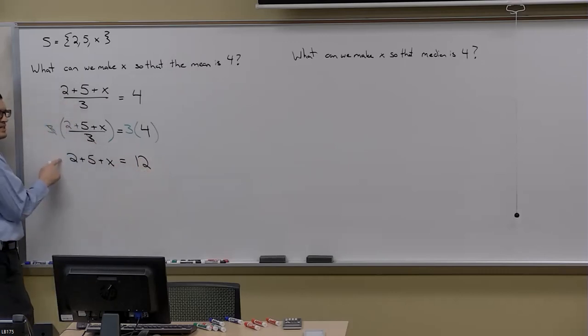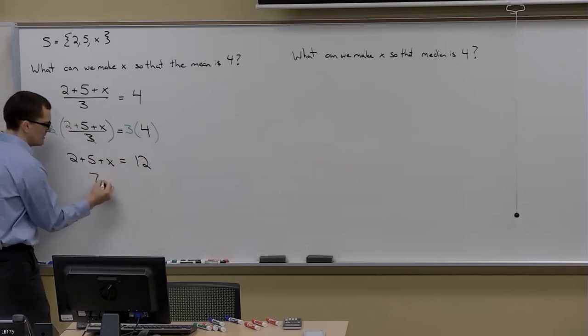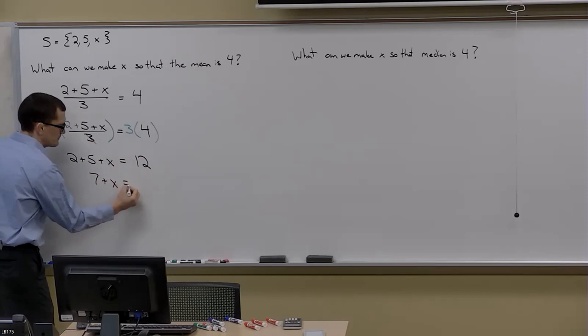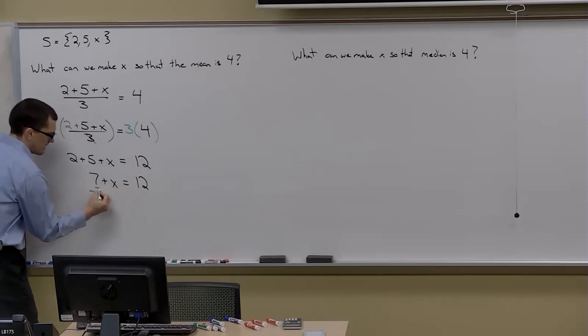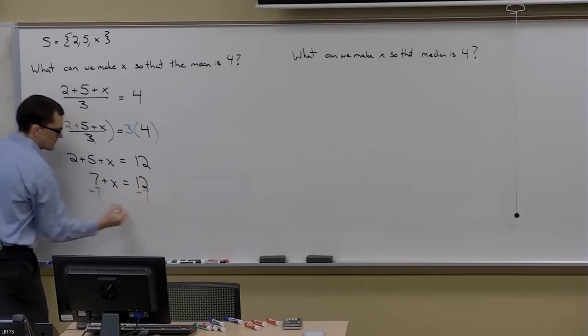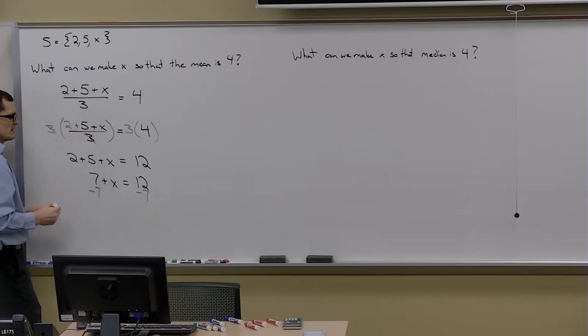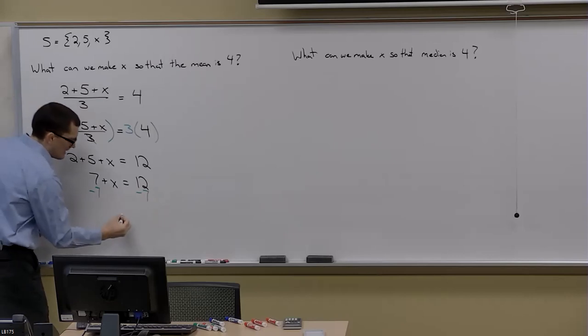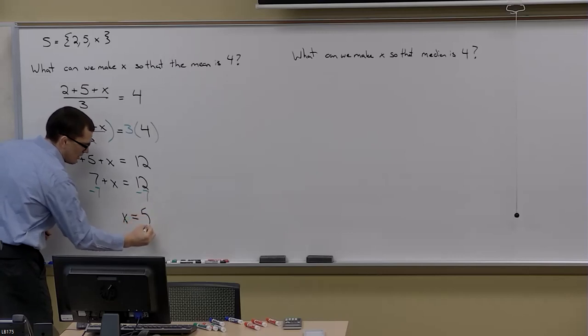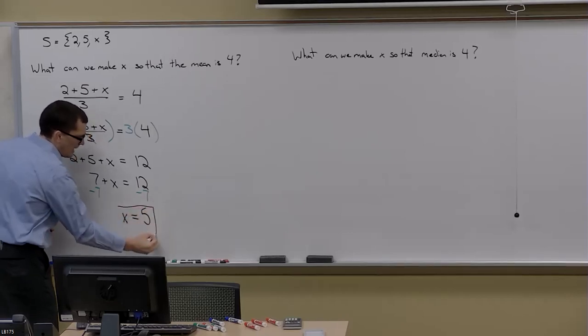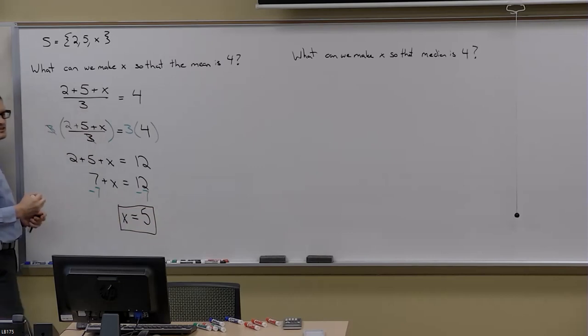This is a linear equation that we can solve. 2 plus 5 is 7. And then I would subtract 7 on both sides. And that means if I want an average of 4, I need to make x equal to 5.